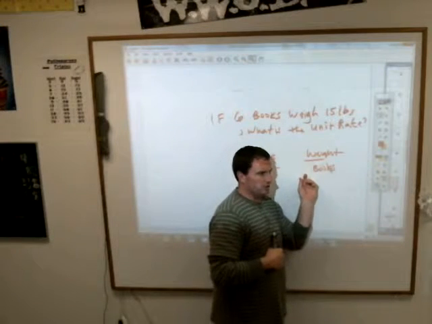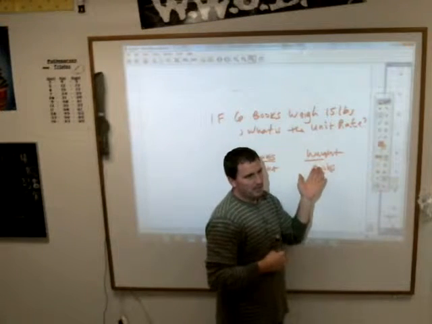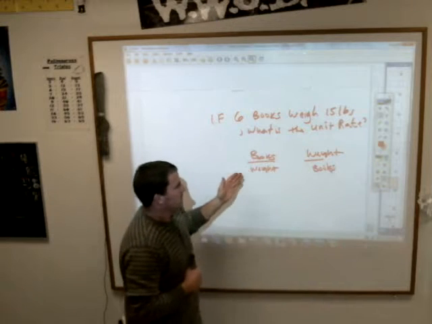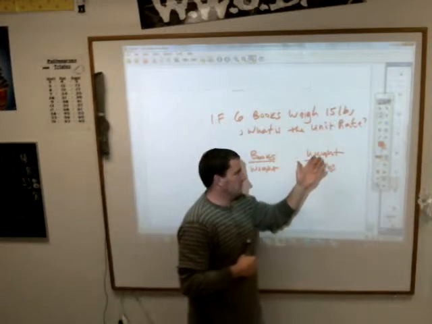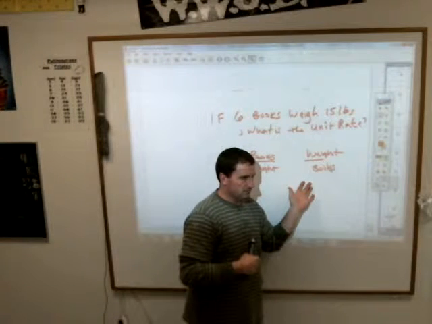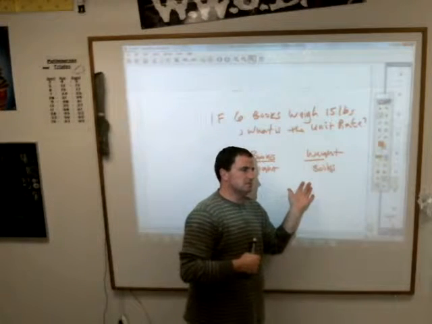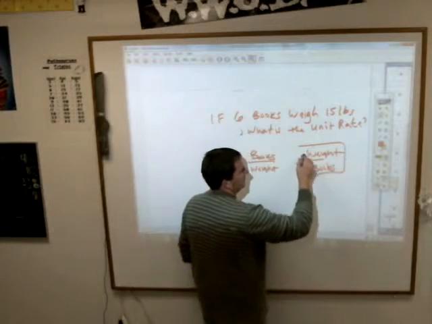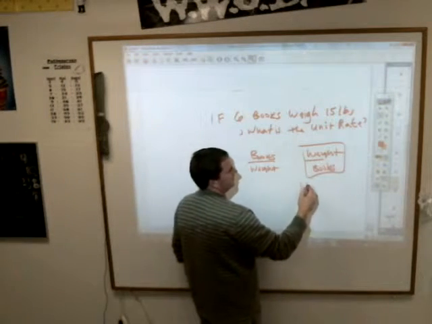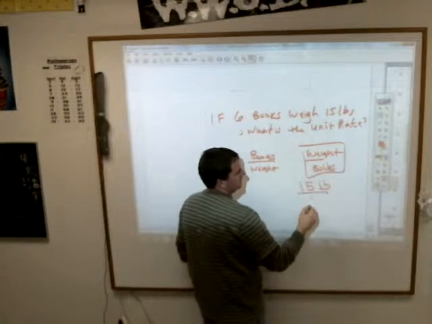What is the weight per one book? I mean, if you're talking about that. Which one would make more sense? How many books you can buy per pound, or what the weight of one book is? Right. So unit rate, you're going to be talking about this. It weighs 15 pounds for 6 books.